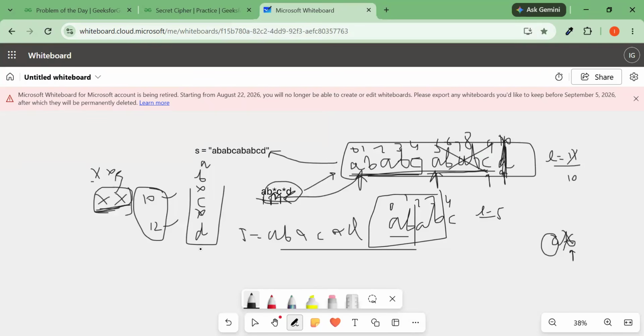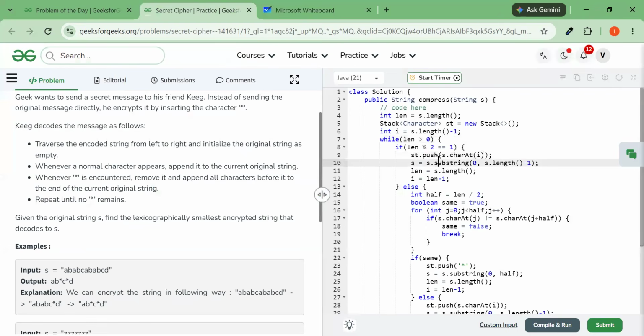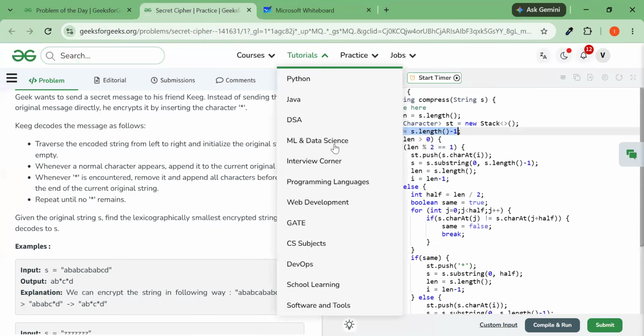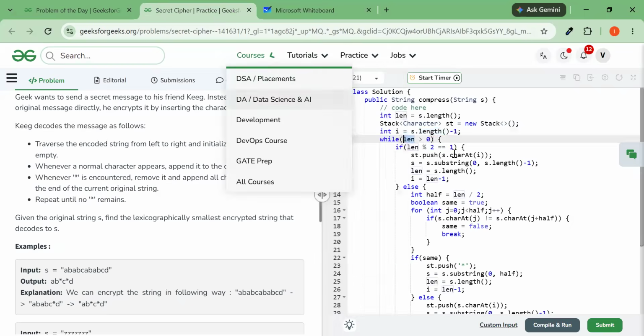For the data structure, I'm using a stack, because I need the last input as the first character in my resultant string. It's just a stack, and I'm taking the index i, that is s.length minus one, the last character that I'm taking care of. And I'm taking the length, which is initially the complete string length.